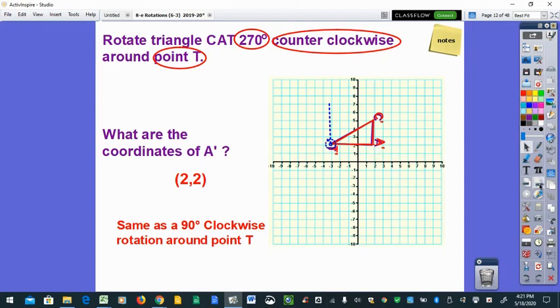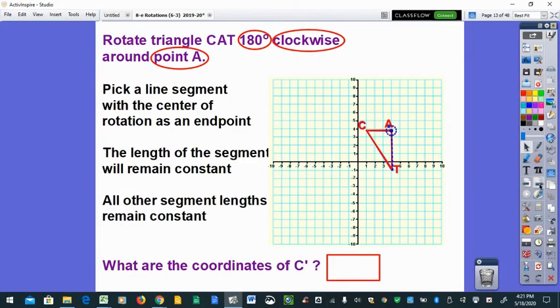How about one more? So we're going to take triangle CAT here. We're going to rotate it this time around A. So I'm going to put my pivot point there. You could imagine sticking your pencil in there. A is not going to move. We're going to go clockwise, with the clock, 180 degrees, which is a half turn. So again, I'm going to go with the clock.